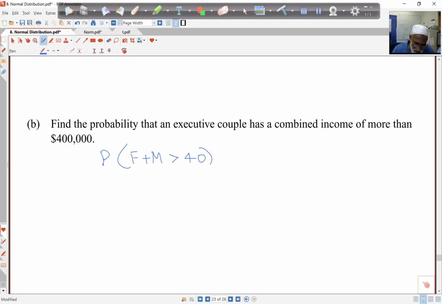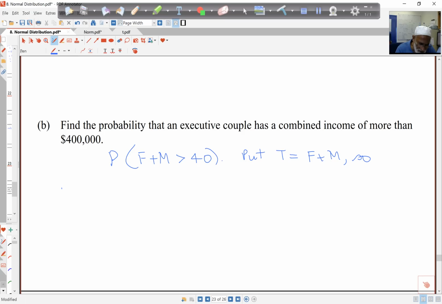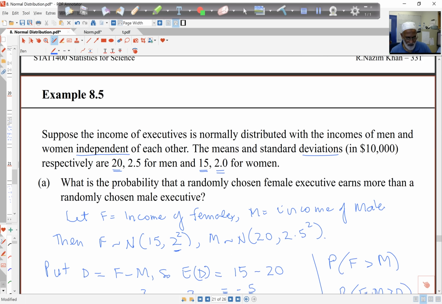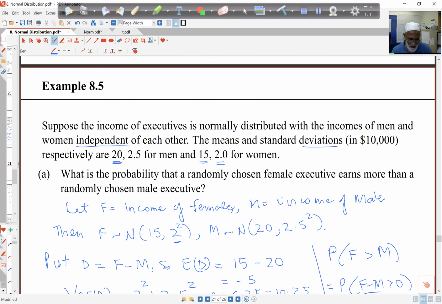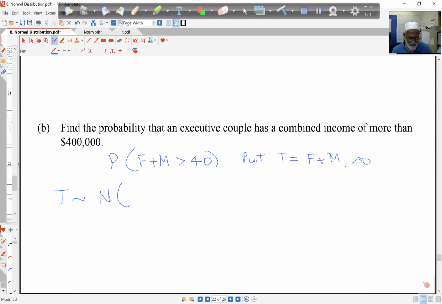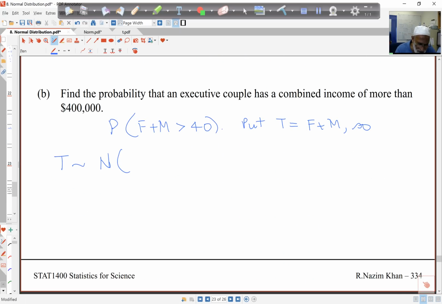Now again, I'm going to put here T equals F plus M. So T will be a normal distribution. The means will add. So the means, if I go back to check, were 20 and 15. The means will add, so that's going to be 20 and 15 is 35. And the variances will also add. And that becomes 10.25 as before.